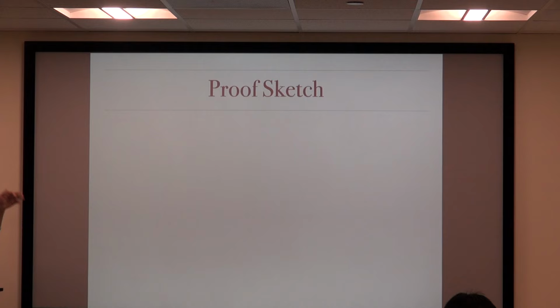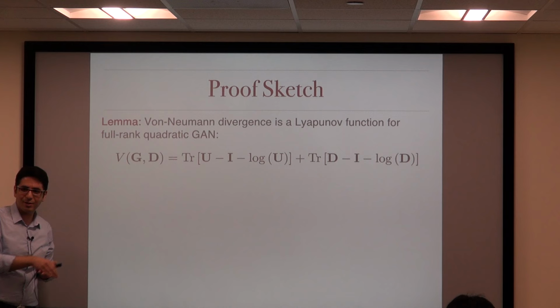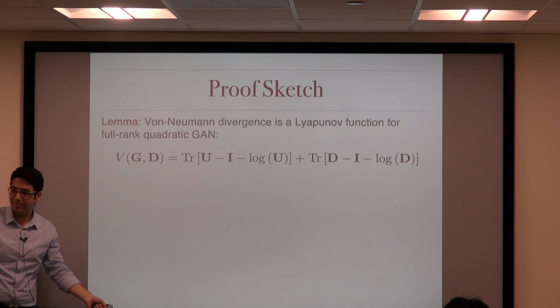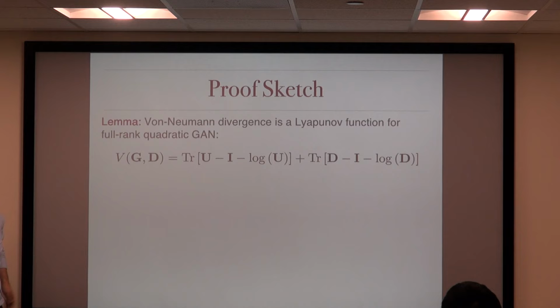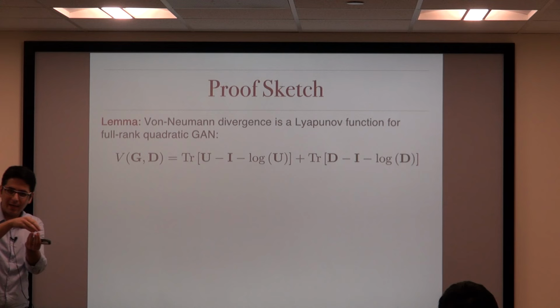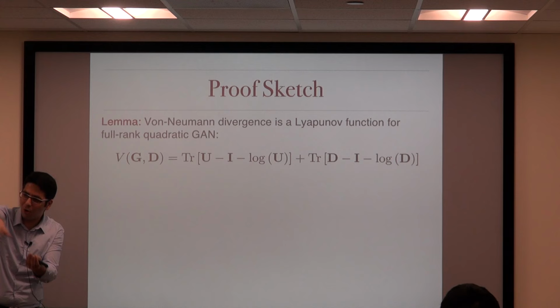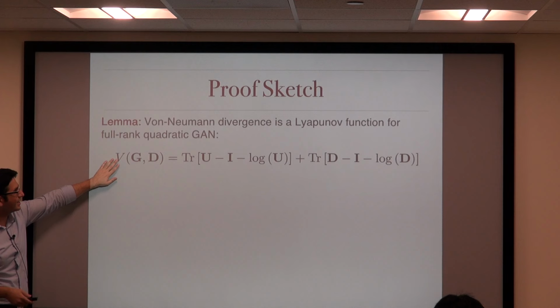Okay, so why is that happening? Something interesting came up here. In control theory, in order to talk about the global convergence of a system, one approach is to define a Lyapunov function. You have a potential function such that even if I may get a little bit further away from my global solution, that potential function is always decreasing over all the trajectories I have. And it turns out this von Neumann divergence plays the role of a Lyapunov function in our case.